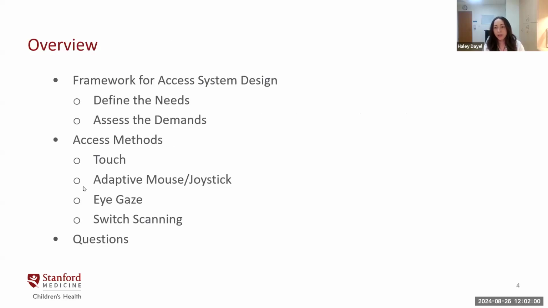We're going to start out by talking about a framework for decision-making when it comes to designing an AAC system. Then we'll talk a little bit more about different access methods, including touch, using a mouse or joystick, eye gaze, and switch scanning. We are going to save some time at the end for questions, so please hold your questions until then. Also, if we don't have a chance to get to your question today, we will be including our email addresses on a later slide, so please feel free to email us questions later on.